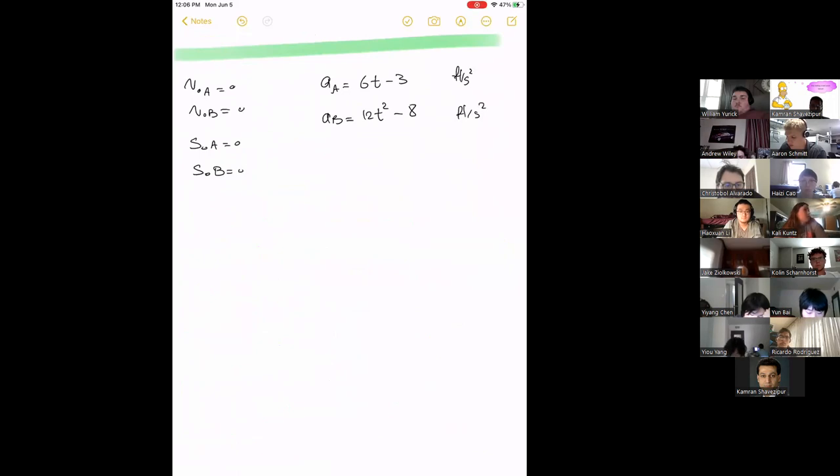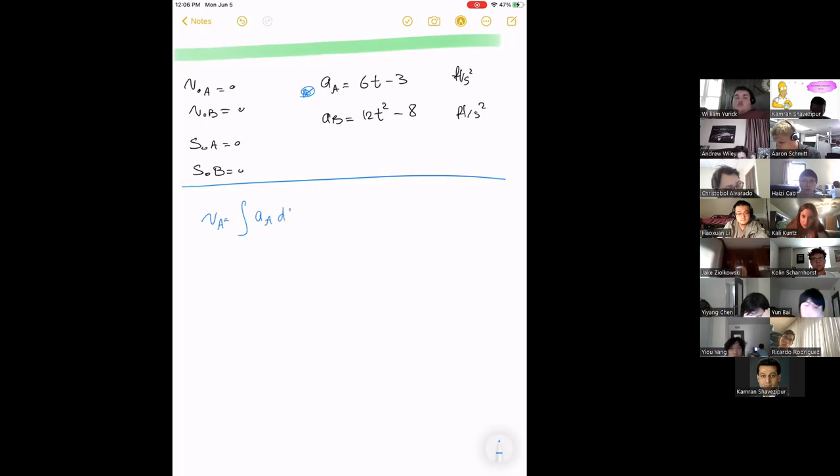This is technically the information we have, right? Now, to analyze velocity, displacement, position of A, I'm going to use blue for A. So VA is the integration of AA dt, from zero to T, to any T. So if you put 6T minus 3 dt, I'm going to give you 10 seconds to do this integral. I hope you guys remember differentiation and integrals from your calc or other courses.